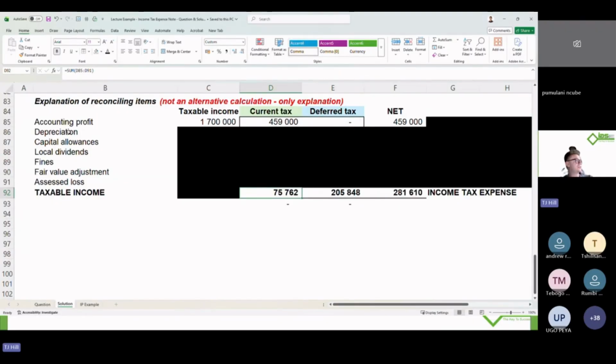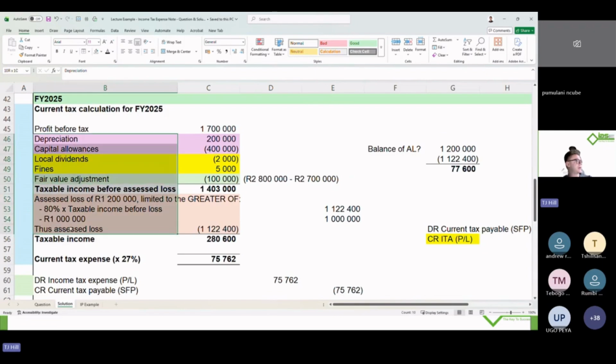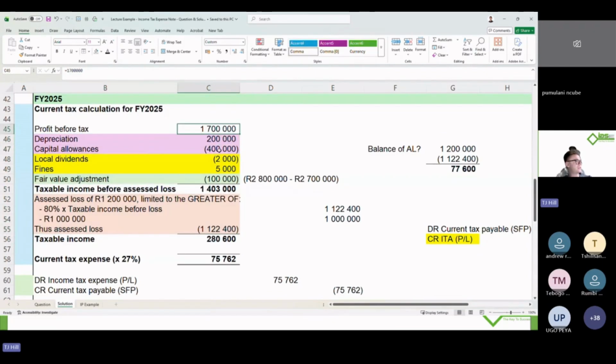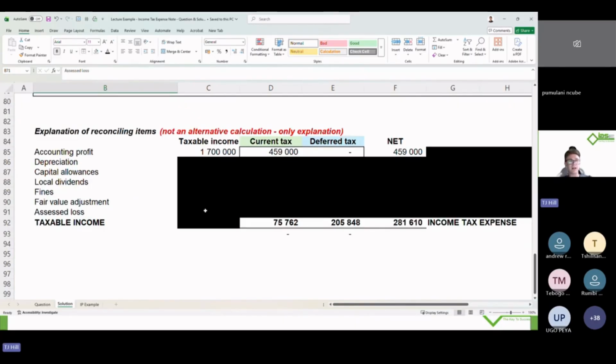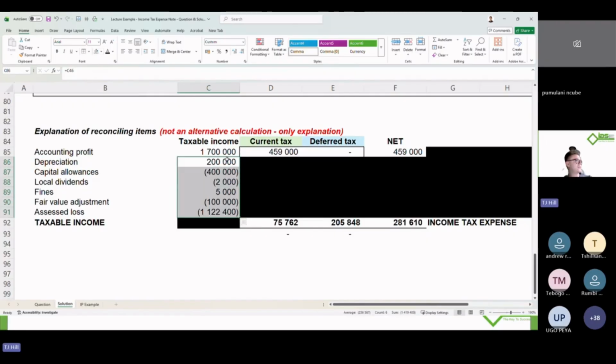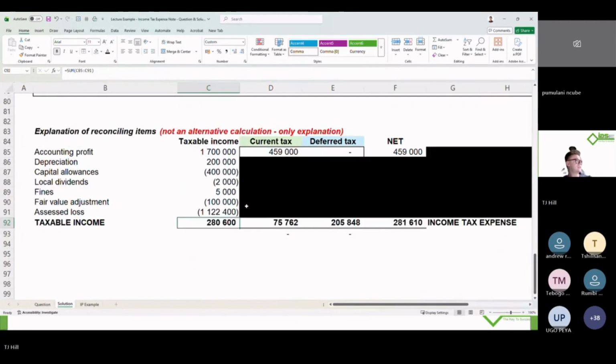And I want to show you, if you just think about everything that impacts my current tax between accounting profit and current tax expense, as well as everything that impacts my deferred tax, which is all of my assets, here they are, including my assessed loss. Let's think about the impacts of them. Now, this was easy. I've copied all of that from here. I've gone from a profit before tax to taxable income. You see that? I've copied them across and I've told you what these items are.